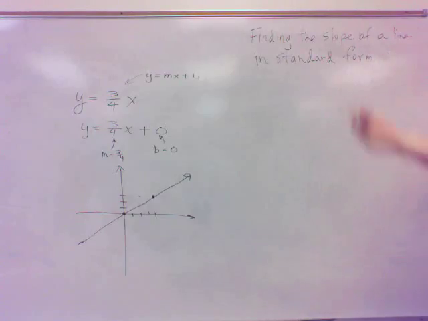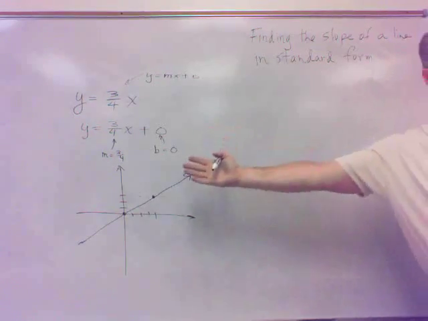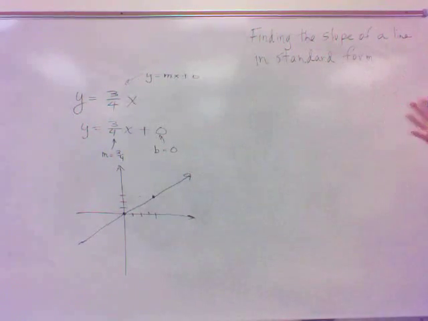We've talked about the slope-intercept form, and we've talked about the standard form. Well, what we said about the standard form is you can't read the slope right off of the equation like you can the y equals mx plus b form. So let's talk about what we do if we want to find the slope of a line that's in standard form.